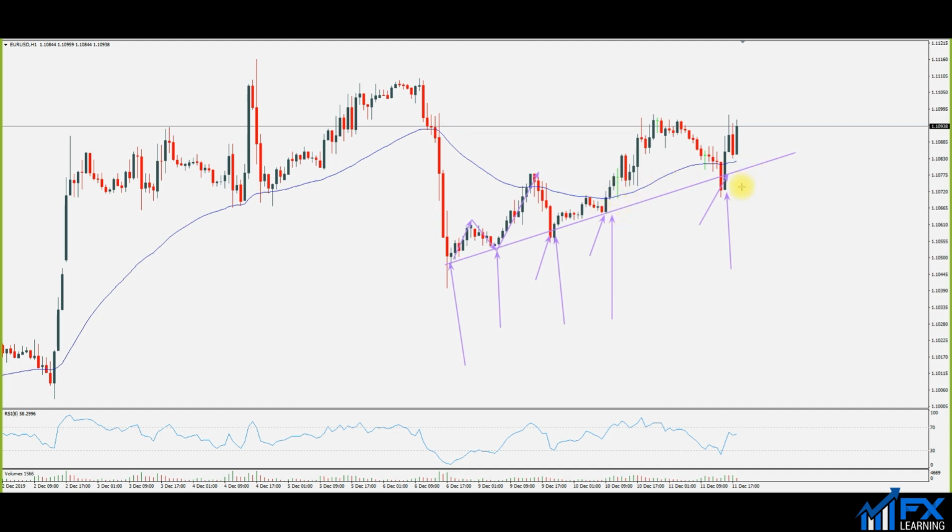Now a really good confirmation on when price is going to reverse is when we actually break below this trend line and stay below it. So something like this is a false move. Let me just get rid of this here.